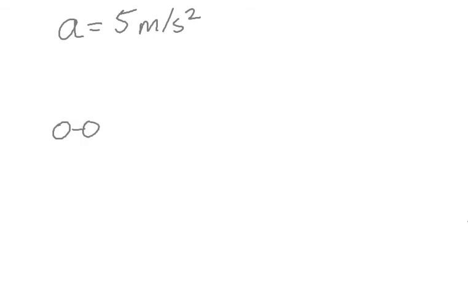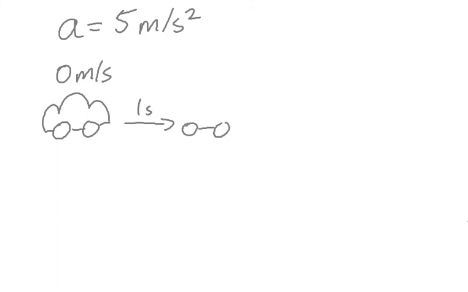Let's say we have a car, and initially let's say its speed or velocity is 0 meters per second. After a time of 1 second later, that car's accelerating, so it's getting faster, and what the acceleration of 5 meters per second squared tells us is 1 second later it will have increased its velocity by 5 meters per second.